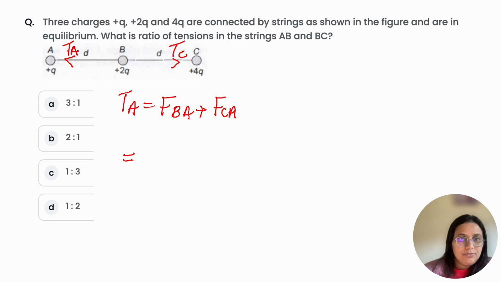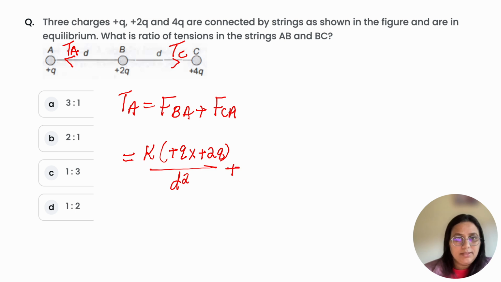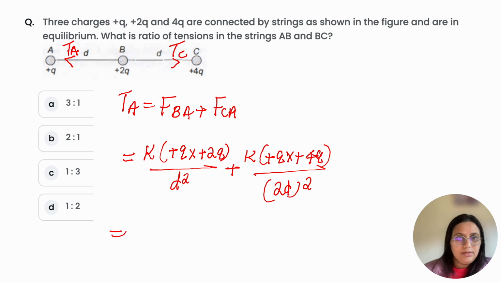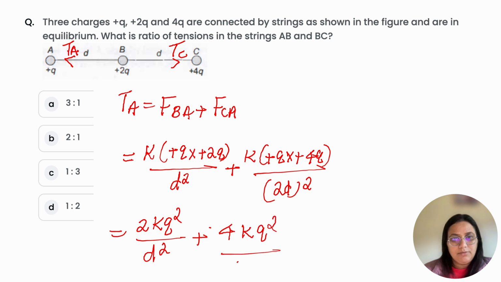So what is that? Force due to B, according to Coulomb's law, is K into plus Q into plus 2Q divided by the distance between A and B, D square, plus F_CA is K into plus Q and the charge at C is plus 4Q, divided by the distance D plus D, so that is 2D whole square. So what do you get? 2KQ square divided by D square plus 4KQ square divided by 4D square.